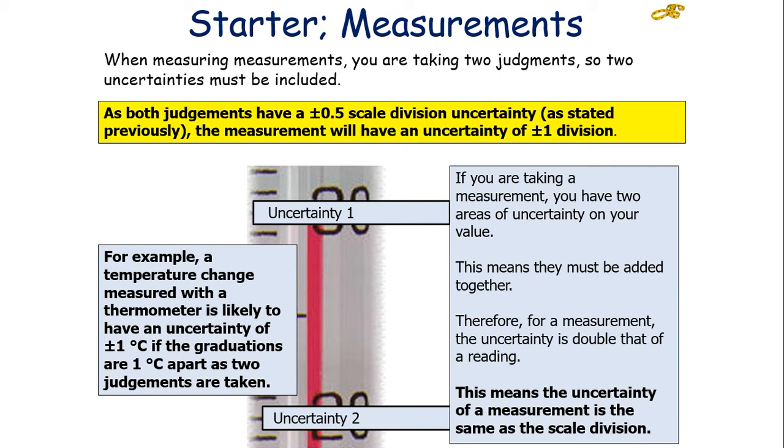Now, if you're taking a measurement, you now need to take 2 judgments. So you've got to think of 2 uncertainties. Because both judgments have a plus or minus half of the scale division, as stated previously, they combine. So a measurement has an uncertainty of plus or minus the smallest scale division, because you're looking at it twice. So that uncertainty has been doubled. On a thermometer with a resolution of 1 degree Celsius, the plus or minus uncertainty is also going to be 1 degree Celsius, because the plus or minus 0.5 from each judgment is going to be added up.